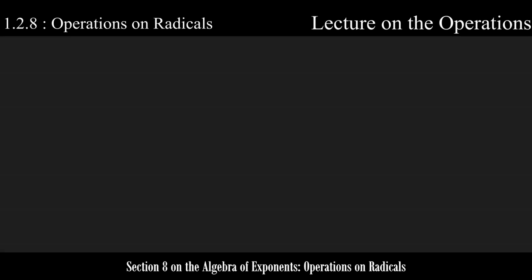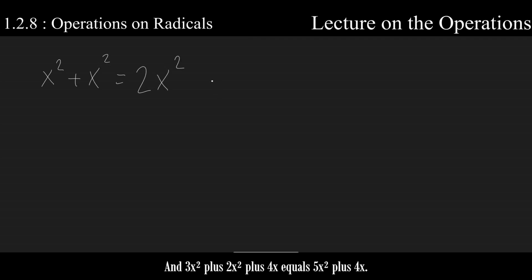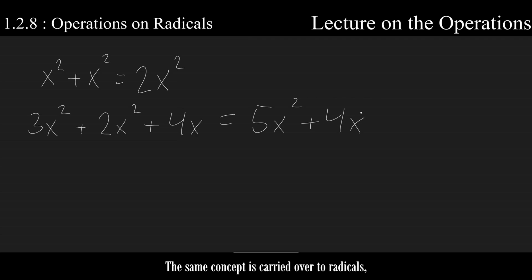Section 8 on the Algebra of Exponents. Operations on radicals. We learned previously that we can add the base of an exponent only if the bases and the exponents are the same. For example, x squared plus x squared equals 2x squared, and 3x squared plus 2x squared plus 4x equals 5x squared plus 4x. The same concept is carried over to radicals, since radicals are simply rational exponents.